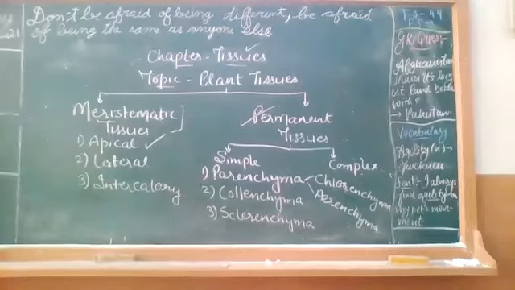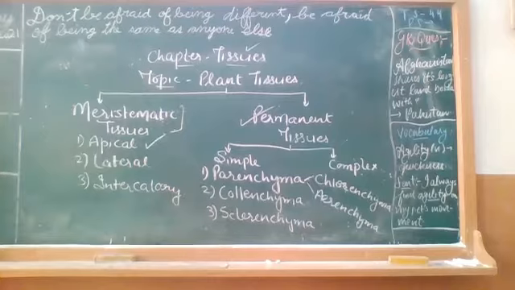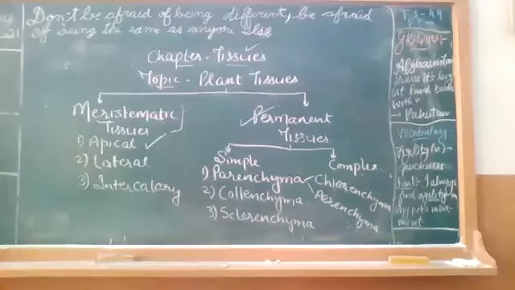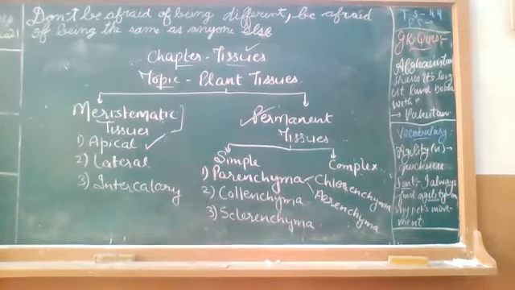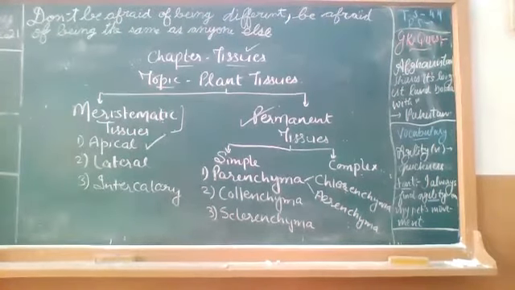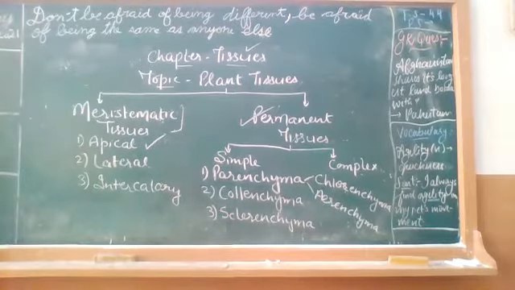NCERT page number 70, right hand side, last paragraph. The flexibility in plants is due to another permanent tissue, collenchyma. It allows the bending of various parts of plant like tendrils and the stems of climber without breaking. It also provides mechanical support. So far, what have we covered? The functions of collenchyma. What are the functions of collenchyma?